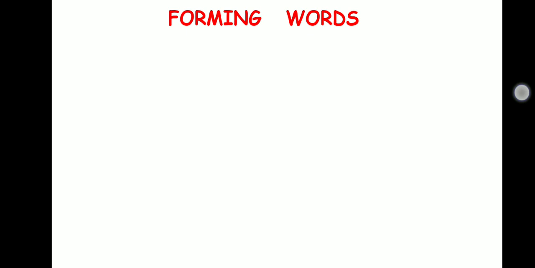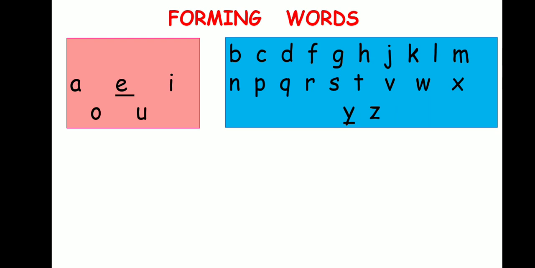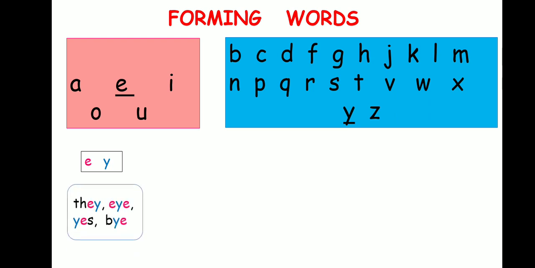So let's take the first one. The two letters that were selected from the vowel card and from the consonant card were E and Y. Now taking those two letters, E and Y, let's see how many words you can make. I have made 4 words, but you can make as many as you can. So the words that I have made with E and Y are they, I, yes and by. Can you see? The vowels are in pink and the consonants are in blue.